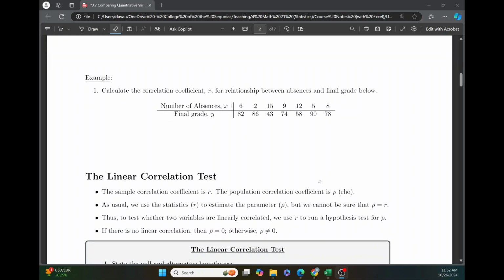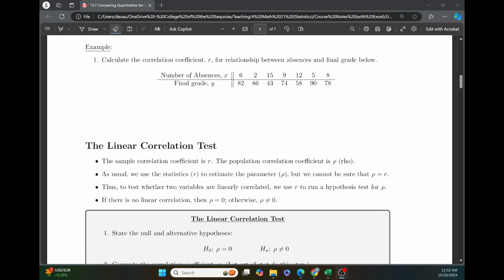So let's do one of these. Number 1 here says, calculate the correlation coefficient R for the relationship between absences and final grade below. To do this, we will go to Art of Stat, and we're going to use the linear regression app. And again, I'll show you where to find that. But it'll do that calculation for us, and then we'll be able to tell approximately how much R is. So let's head over to Art of Stat.